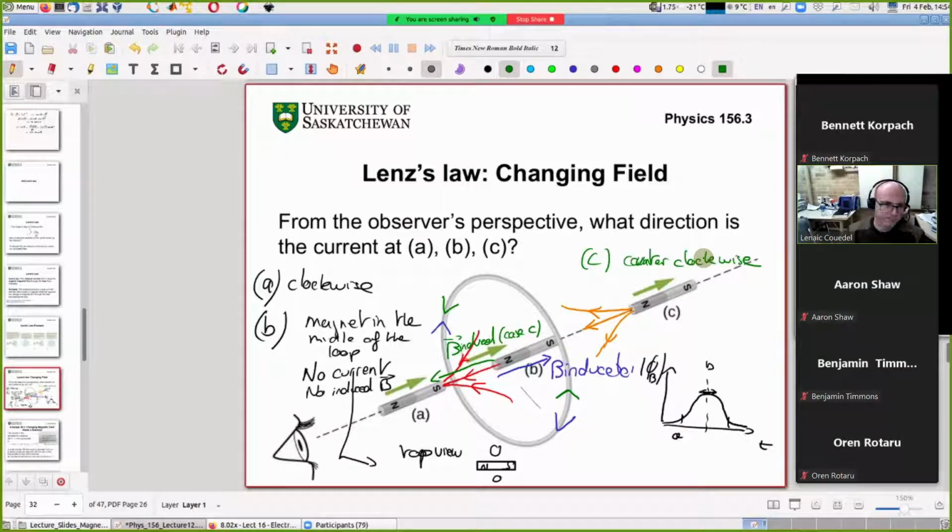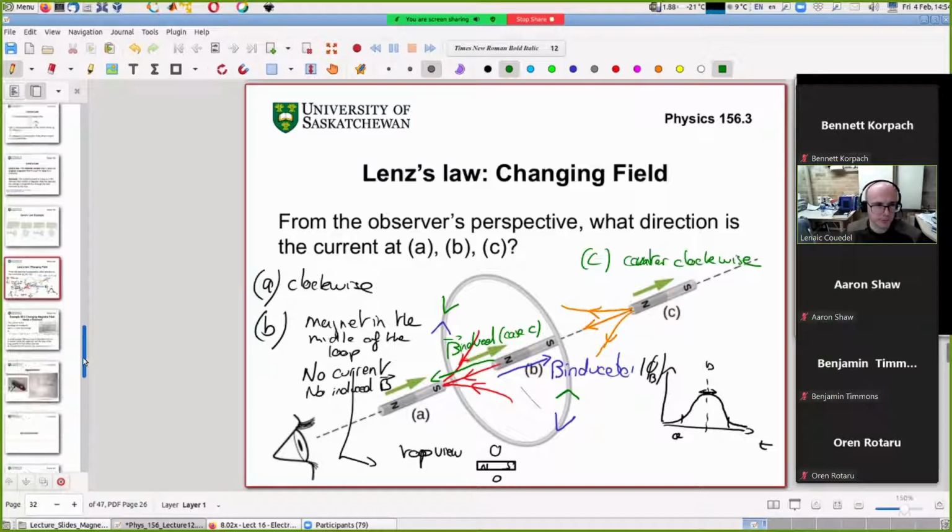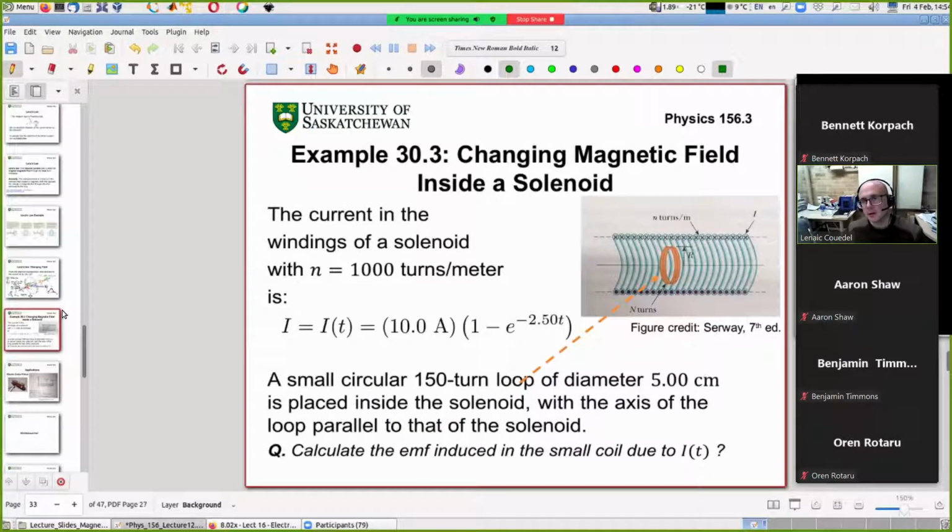All right, so let's use this in another example. So now we will consider this situation. We have a long solenoid that has 1,000 turns per meter. And the current in this solenoid is a function of time. So it's 10 amps times 1 minus exponential of minus 2.50 multiplied by t, t being the time.